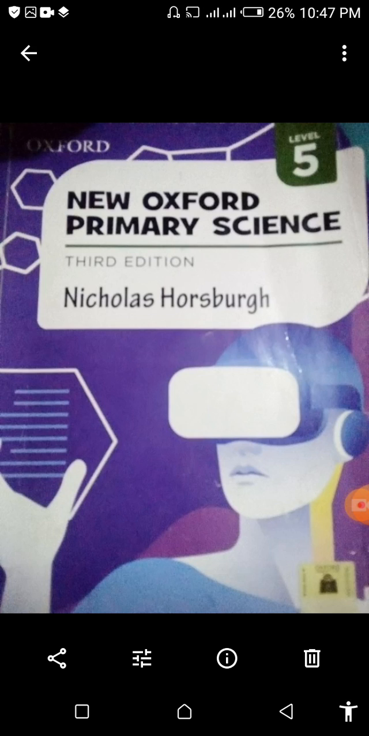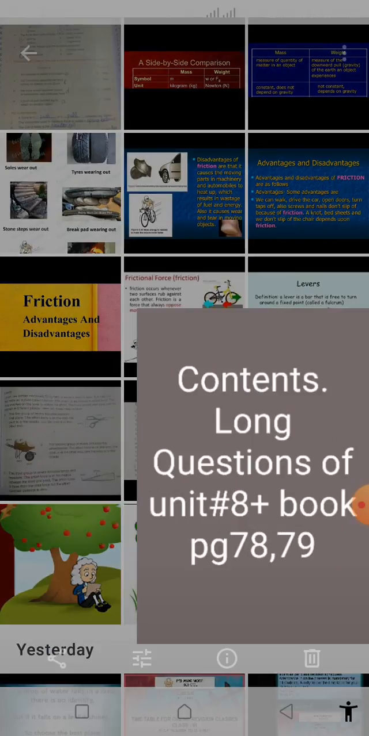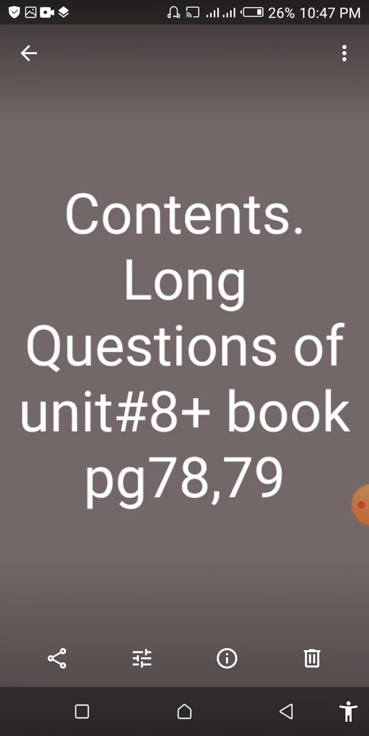Today, students, we will discuss the long questions of unit number 8 plus book page 78-79. Clear? I have explained the topics in these questions in your previous online classes or in the school as well, and I'm going to re-explain these questions or these topics.